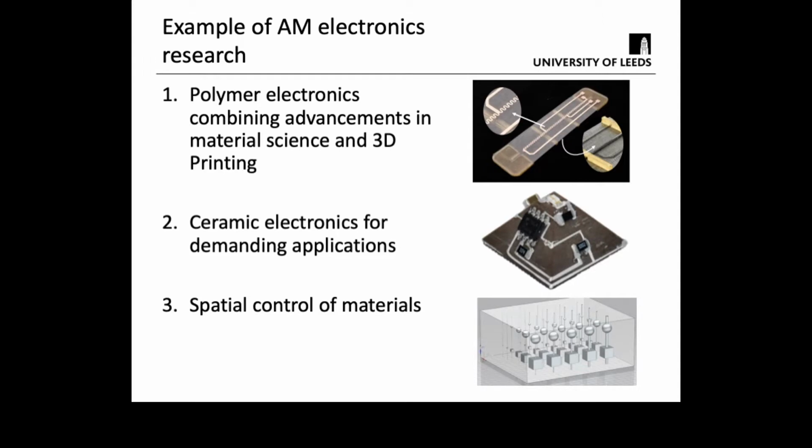My first example is combining advancements in material science and 3D printing to assist polymer electronics. My second example is looking at alternative materials, in this case ceramic-based electronics for more demanding or harsh environment electronics. And my final example looks towards the future and how we might be able to spatially control the materials, not just to alter the conductors, but also to have some sort of control over the dielectric properties dynamically too.